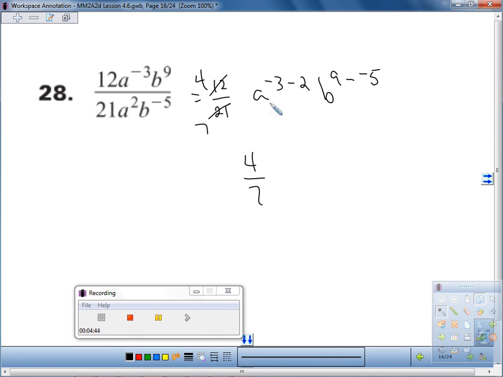Now we're going to figure out where all this other stuff goes. We've got negative 3 minus 2, which is going to give us a to the negative 5. So I'll go ahead and write it here: a to the negative 5. Then we end up with b to the 14th, because we're going to end up adding here. Now, to get rid of this negative exponent, we bring it right underneath, so it's going to be 4b to the 14th over 7a to the 5th.